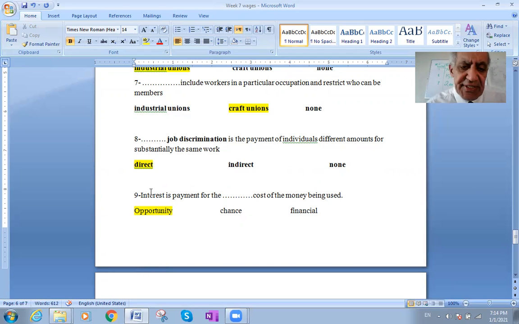Interest is payment for the opportunity cost. Like I told you, I will take $100 from you, but you sacrificed your happiness by lending this $100. So I will not return just 100 as I took it. I have to return 100 plus the interest. This is the opportunity cost of money being used, because I use this money and I prevent you from using it.